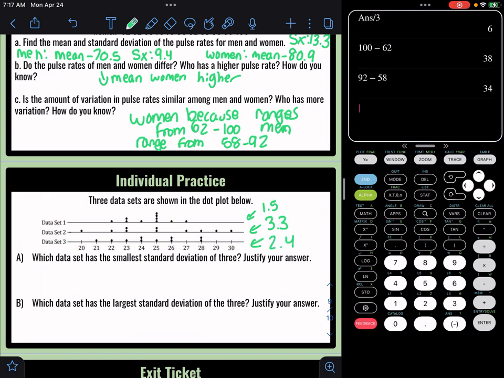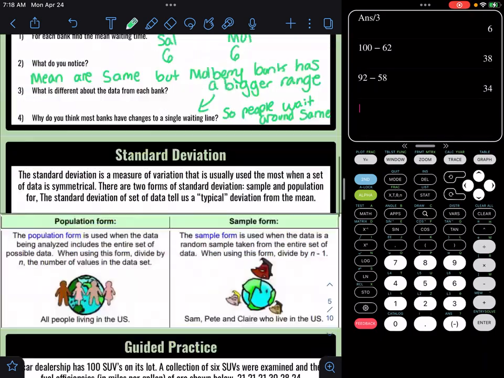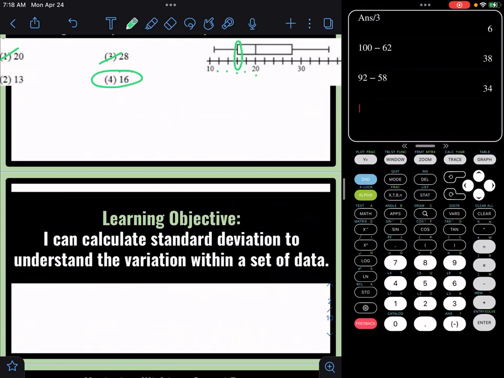2.4. So the one with the smallest would be set 1, and we could say that because 1.5 is less than the other numbers. The largest would be set 2, and that makes sense because set 2 is the most spread out of all of them. And that is all. That wraps up our lesson on standard deviation.